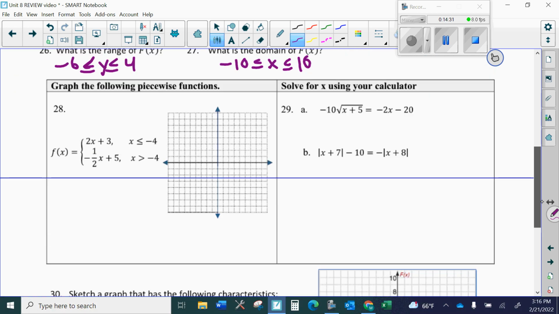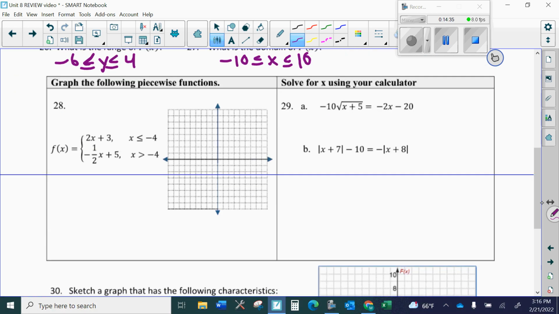Okay, graph the piecewise function. Remember you could put it in the graphing calculator. I'll show you that here in just a second. Going by hand, at -4, I plug that into there.